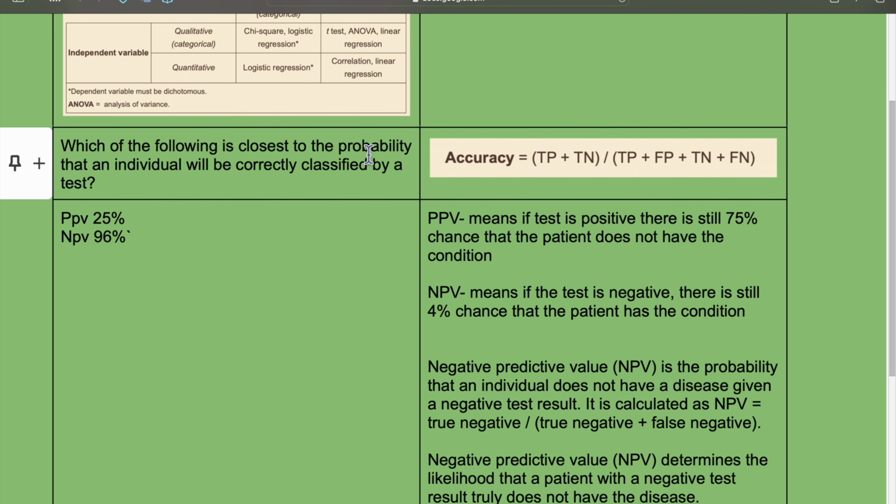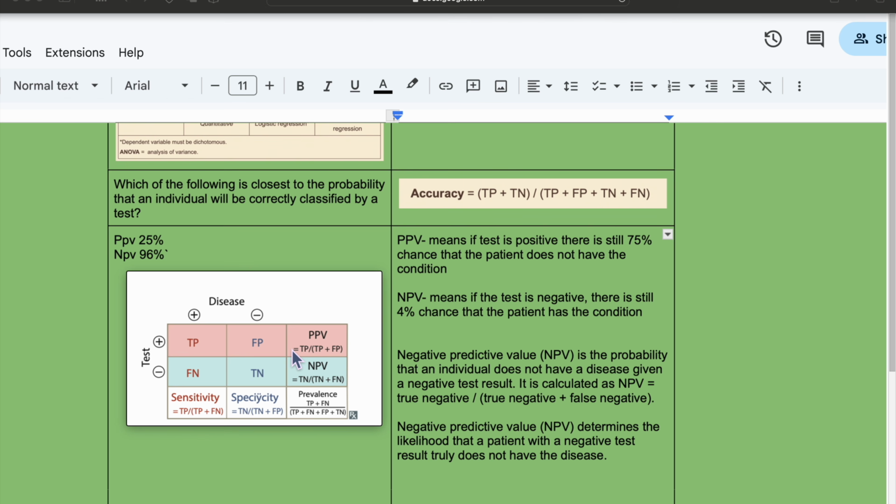Which of the following is the closest to the probability that an individual will be correctly classified by a test? This formula, I didn't know this one, so I added it. I don't think it was in the First Aid from Step 1. So if they ask you for the probability that an individual will be correctly classified by a test, it's called accuracy. And this is true positive plus true negative divided by the total of TP, FP, TN, and FN. Okay, grab this from Step 1, FA.